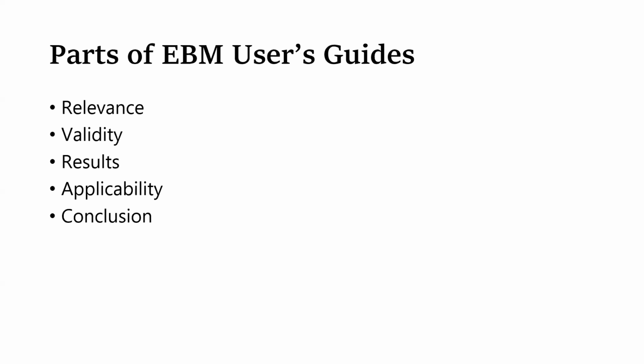These are the parts of the EBM user's guides for critical appraisal: relevance, validity, results, applicability, and conclusion. We will go through all of these one by one. So please go to the next video for the critical appraisal of literature on harm.